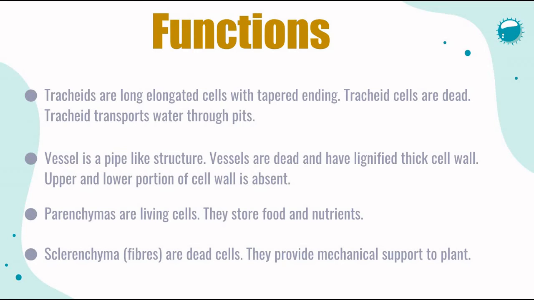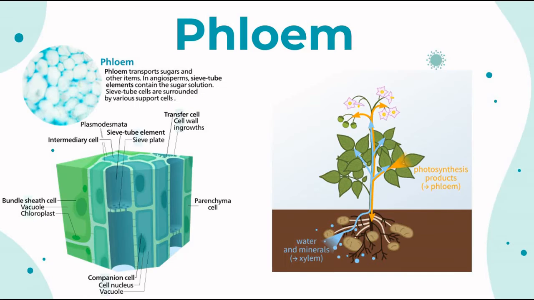Then sclerenchyma, or the fibers, are dead cells. We have seen it before also in the simple permanent tissues. Sclerenchyma are the only dead cells, whereas parenchyma and collenchyma are living cells. They provide mechanical support to the plant. So now let's look at phloem.